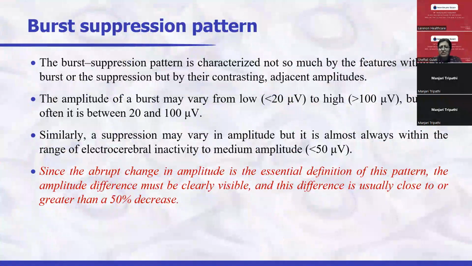So what is the burst suppression pattern? It is characterized not so much by the features as by the amplitude difference. What we are talking about is very important. The features within the burst or the suppression vary, but there are contrasting adjacent amplitudes. The amplitude of a burst may vary from less than 20 microvolt to more than 100 microvolt, but most often it is between 20 and 100 microvolt. Similarly, a suppression may vary in amplitude, but it is almost always within the range of cerebral inactivity to a median amplitude of less than 50 microvolt. Since the abrupt change in amplitude is essential in the definition of this pattern, the amplitude difference must be clearly visible, and this difference is usually close to or greater than a 50% decrease.